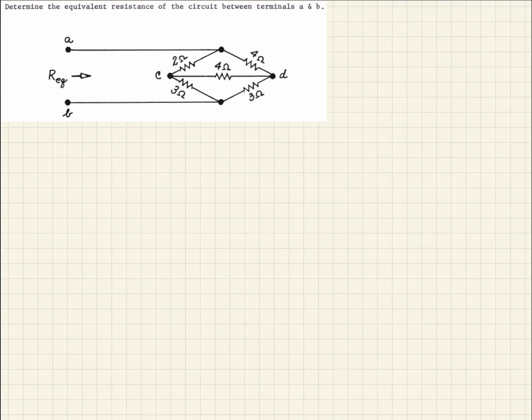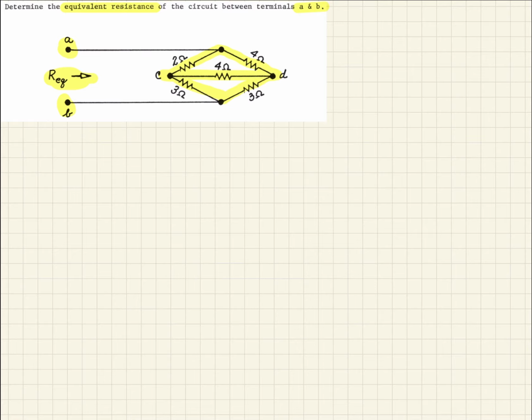So in this example, we're asked to determine the equivalent resistance for a circuit between terminals A and B. So here's our given circuit, and we have terminals A and B. So we'll be looking at the resistance in from this direction. And we notice our resistors are connected in what we call a Wheatstone Bridge configuration.